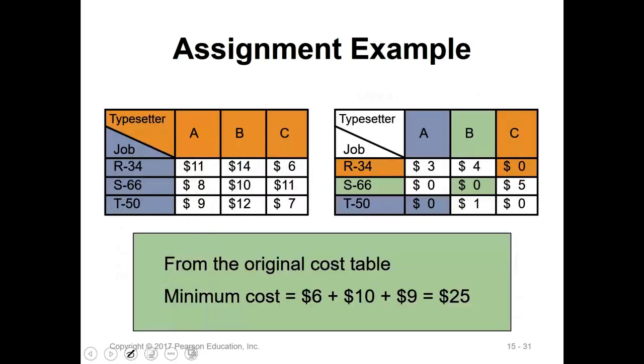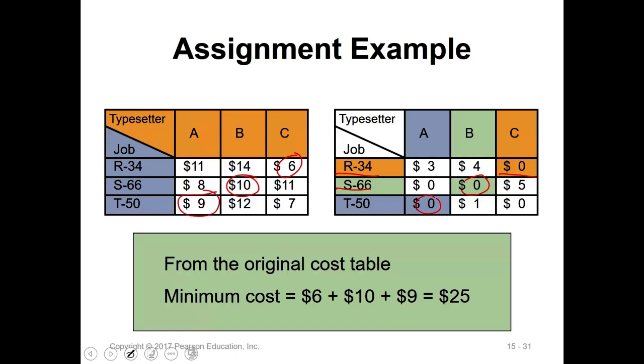In the next slide, we pick R34 to C, so the cost is $6. Then we pick S66 to B, which costs $10. And the last job, T50, we assign to A, which has a cost of 9.